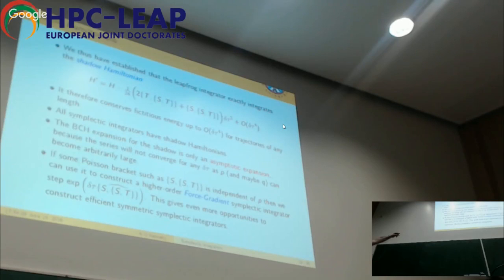And so it gives a symplectic integrator step, which is e to the delta tau times the Hamiltonian vector field corresponding to this double nested Poisson bracket. Okay? Everything here is now computable. And this gives us even more opportunities to construct efficient symplectic integrators.